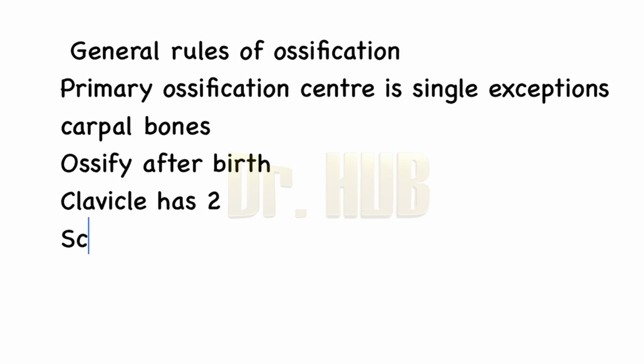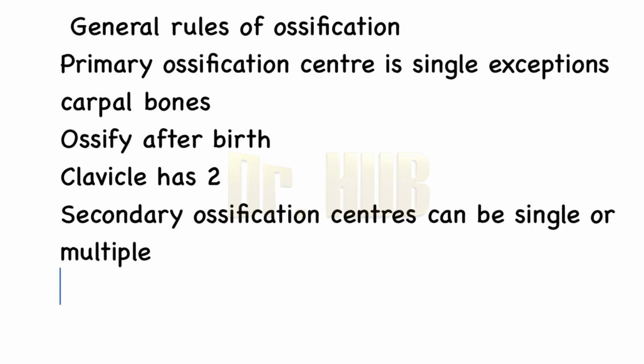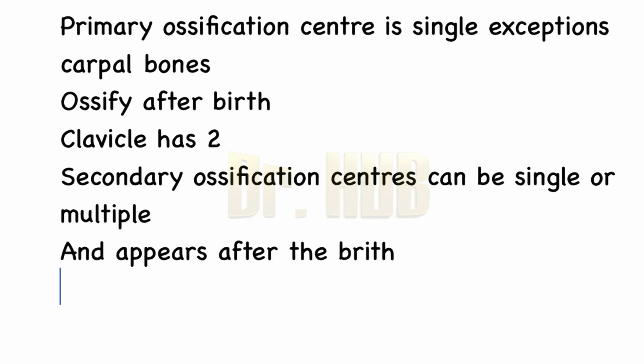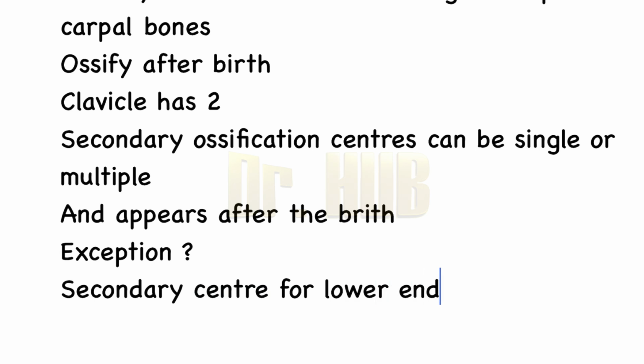The next point is the secondary ossification. The secondary ossification centers can be single or multiple, and they appear after birth. So what are the exceptions here? The exceptions include the secondary center for the lower end of the femur, which appears before birth.